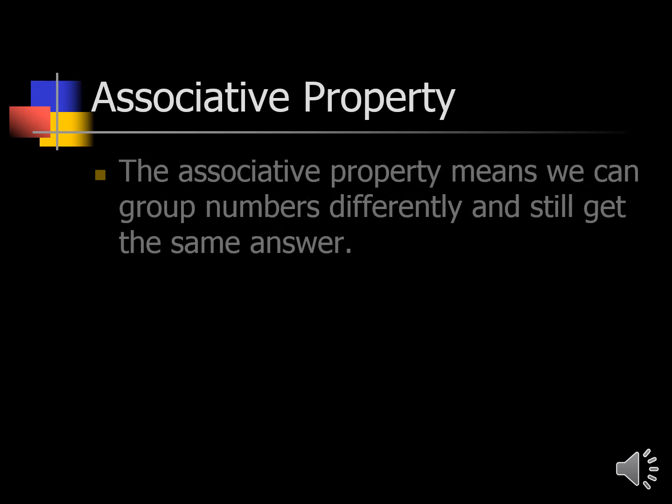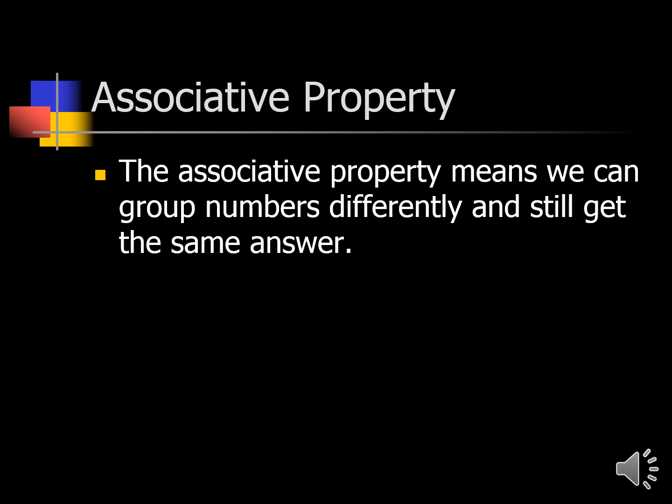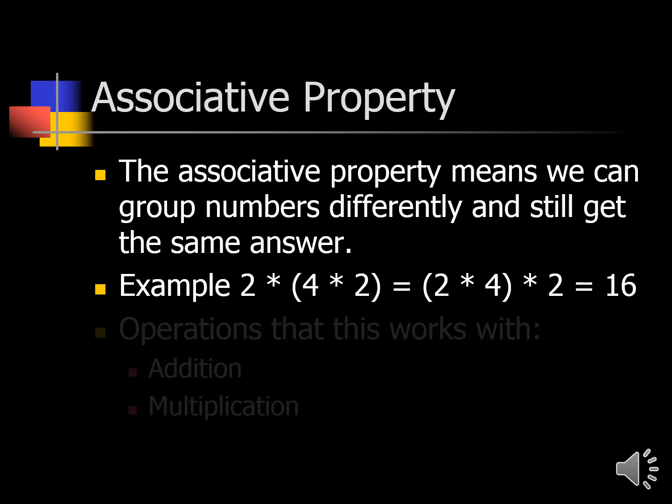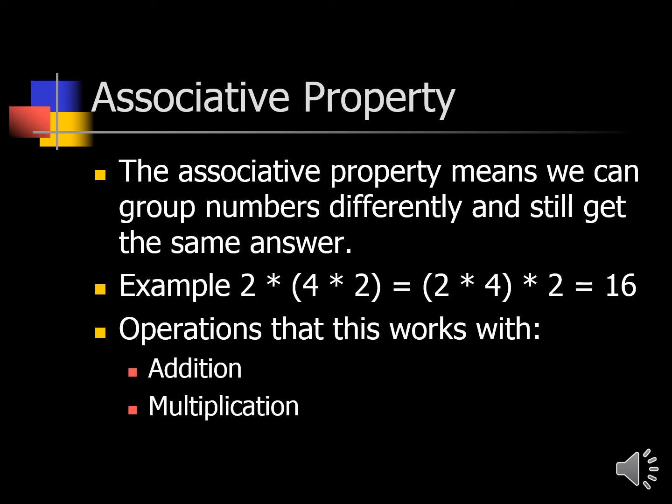The associative property means that we take groups of numbers and group them differently, and we still get the same answer. For example, 2 times the quantity 4 times 2 is the same as the quantity 2 times 4 times 2. They are both equal to 16. Again, just like the commutative property, the associative property works with addition and multiplication only.